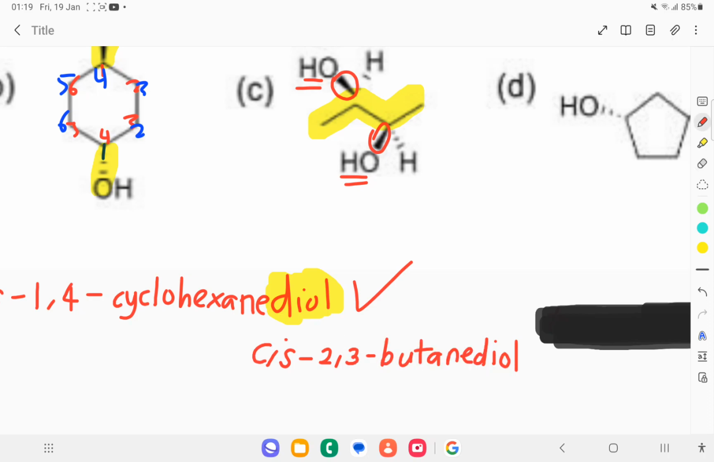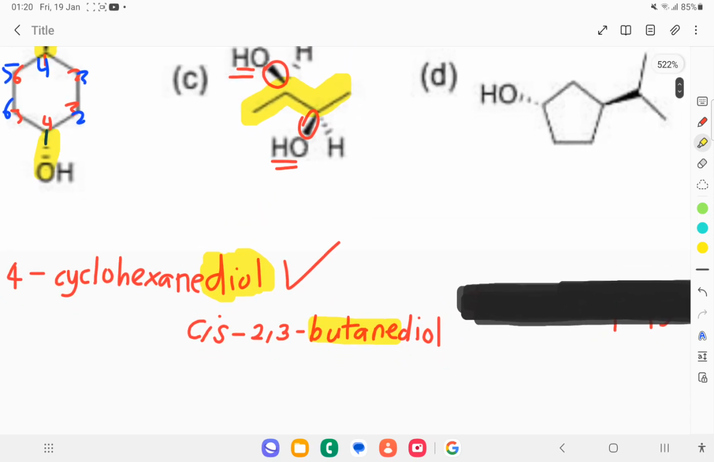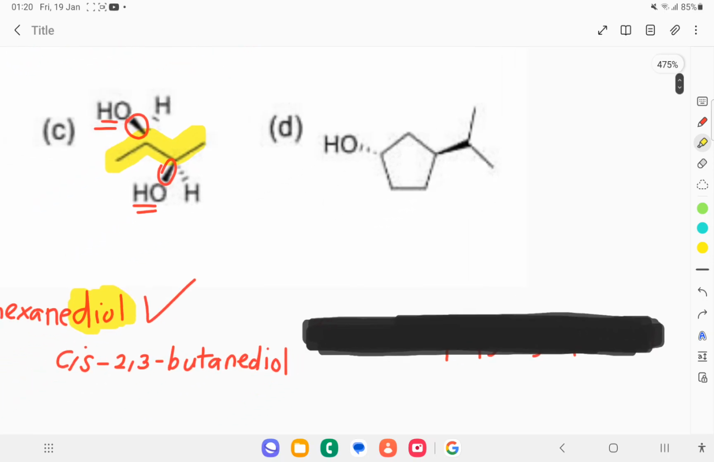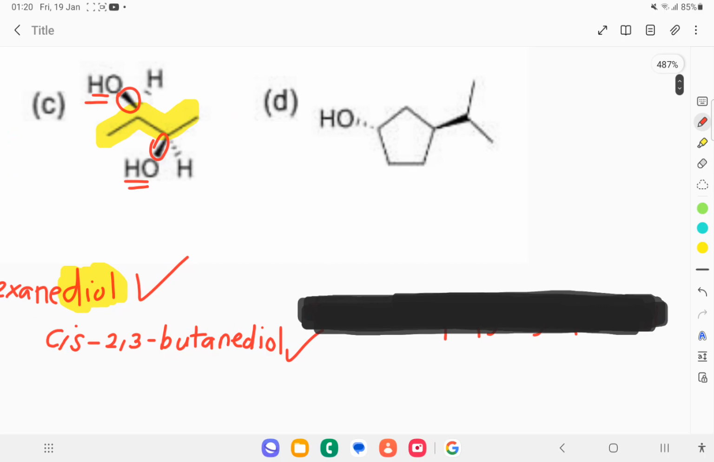cis-2,3-butanediol. Butane because it is the 4 carbon longest chain, and then diol, a species with 2 hydroxy groups, OH groups, and then this determines the position of the OH. That's all for question C, and then we'll look at question D.